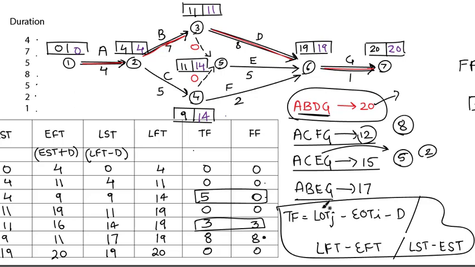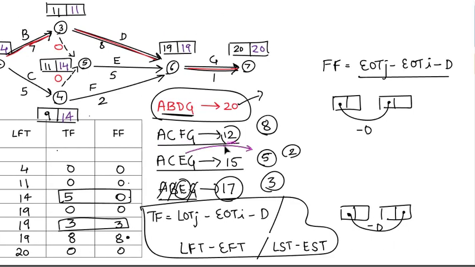So it's ABEG now. ABEG will be completed in 17 days. ABG are critical activities, no float. So we have CE, E's free float is 3, and 20 minus 17 is 3. So all the 3 days of relaxation will be used for activity E. So this is how you get the total float and free float values, right?